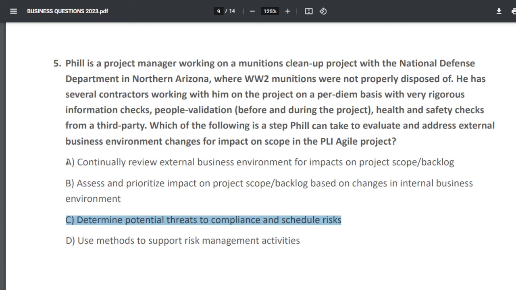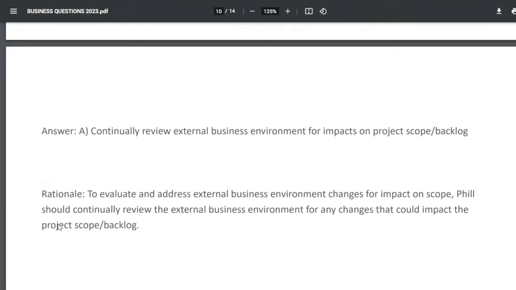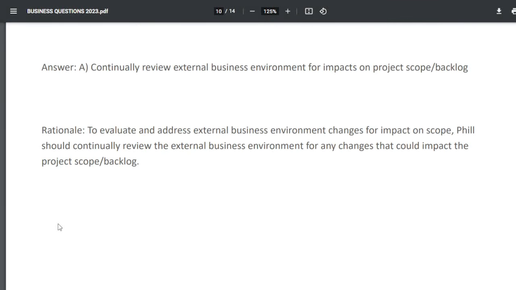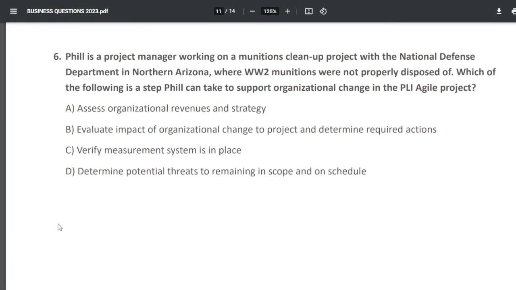If you take a close look at A and B, one is talking about the external business environment, but the other is talking about prioritize impact on the backlog based on changes in internal business environment. We're not talking about internal business environment, so B, C, and D are wrong. And the best answer, my friends, is A, continually review external business environment for impacts on project scope backlog. You got to understand the question as it comes.